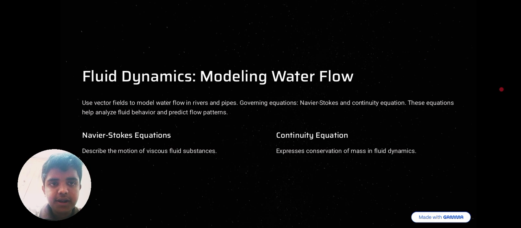Next is fluid dynamics, modeling water flow. Use vector fields to model water flow in rivers and pipes. Governing equations, Navier-Stokes and continuity equation. These equations help analyze fluid behavior and predict flow patterns. First one is the Navier-Stokes equations. It describes the motion of viscous fluid substances. Next, the second one is the continuity equation. It expresses the conservation of mass in fluid dynamics.